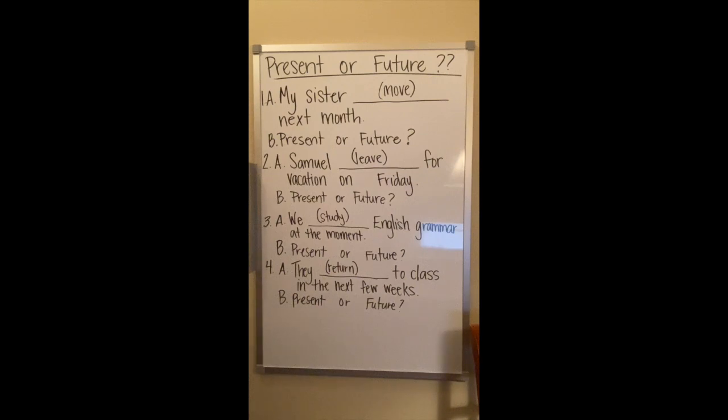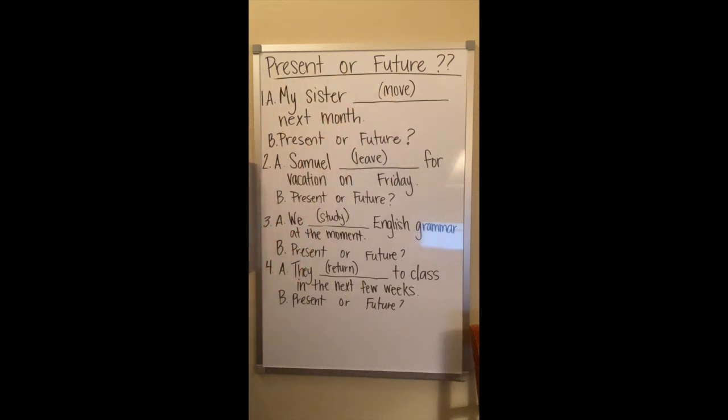You are going to conjugate the sentences using the present progressive or present continuous form that we just talked about, using the subject, am, is, or are, and then that verb with ing. Now, obviously, these sentences already have subjects. So, number one, there's two parts. We're on part A, which is the sentence. It says, my sister something next month. So I want to use the present continuous form in this sentence, okay?